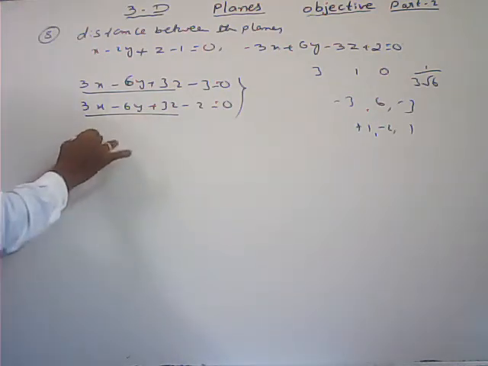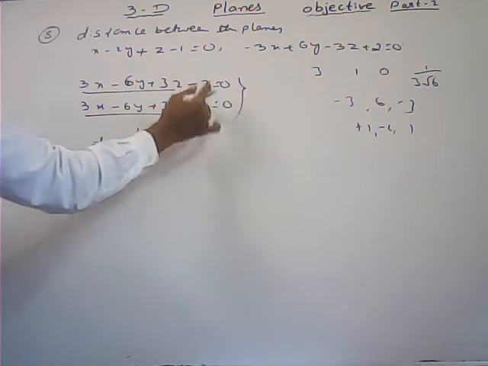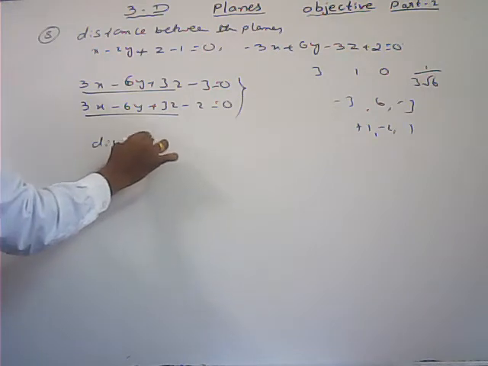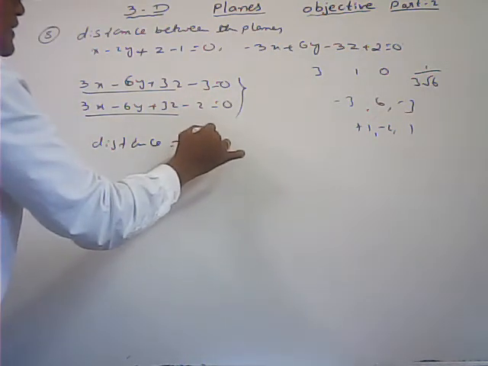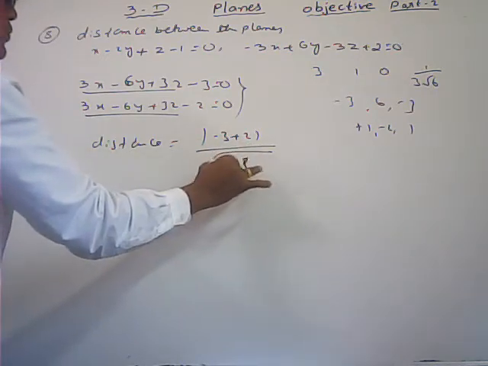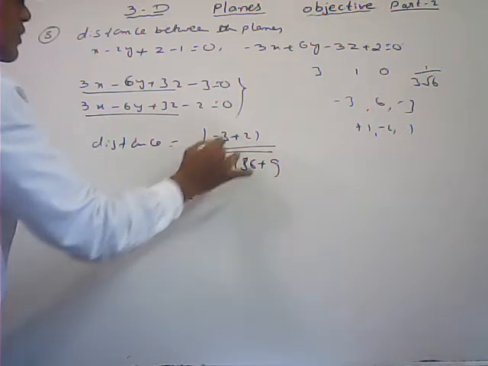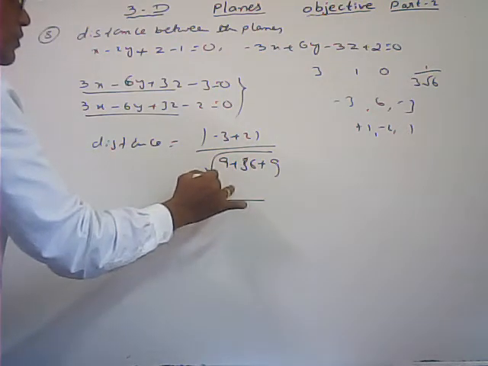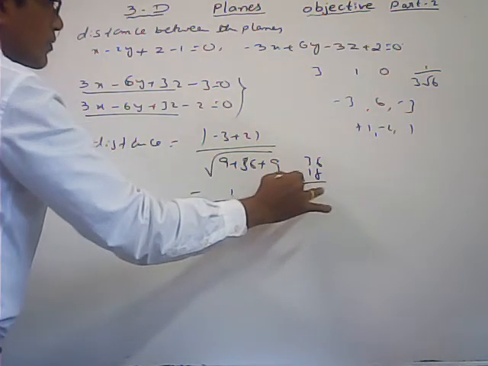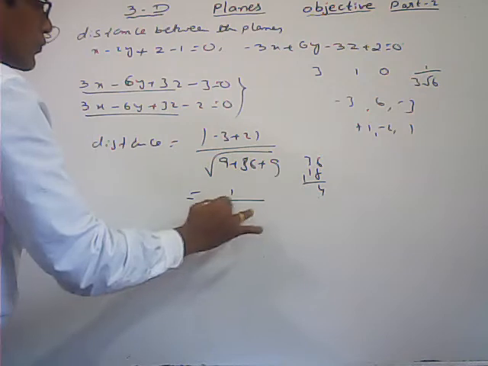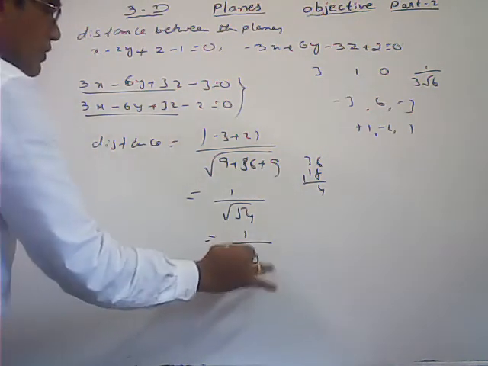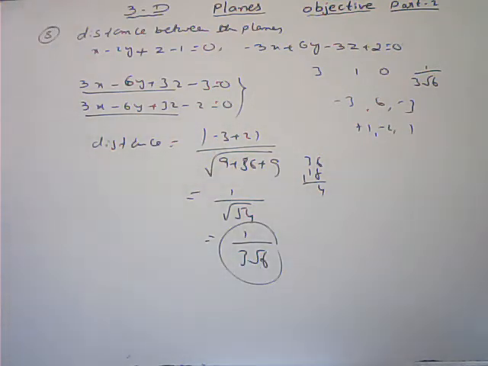The distance between parallel planes: here I am finding the perpendicular distance only. Modulus of d1 minus d2, that is minus 3 plus 2, by root of a square plus b square plus c square. This is 1 by root 54. That one we can write as 9 into 6, that is 3 root 6. So the fourth option we can get.